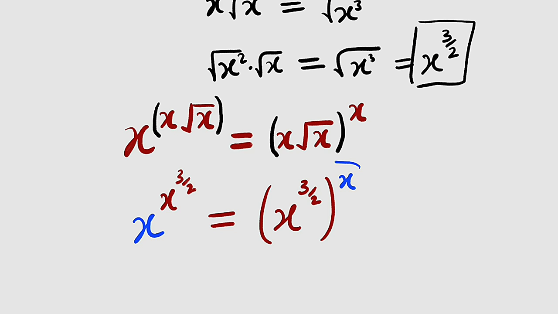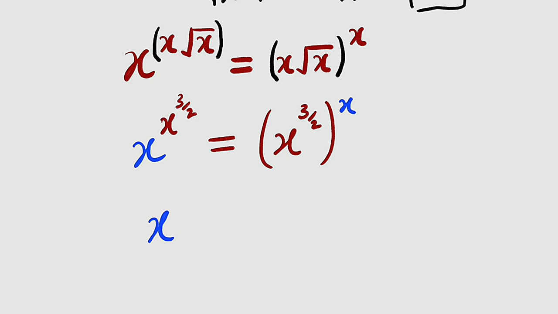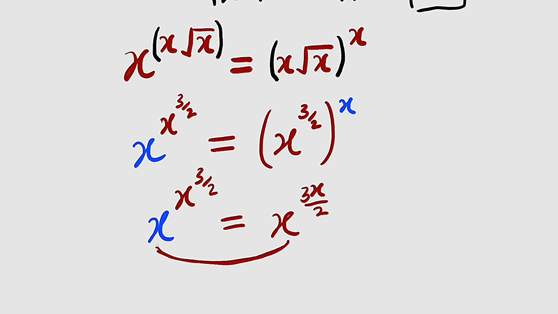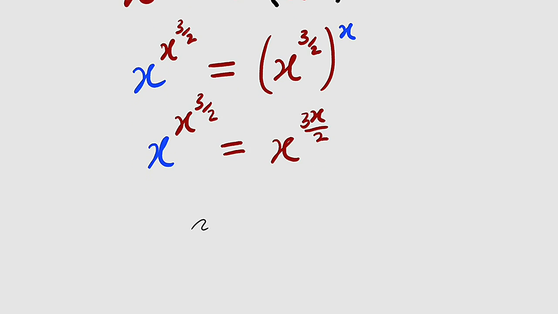And from the law of indices, we can multiply these powers together. So we have x raised to the power of x to the power of 3 over 2. And this is equal to x to the power of 3x divided by 2. Observe, we have common bases, and we know that the bases are not equal to 0. Therefore, we can equate the exponents. So x to the power of 3 divided by 2 is now equal to 3x divided by 2.